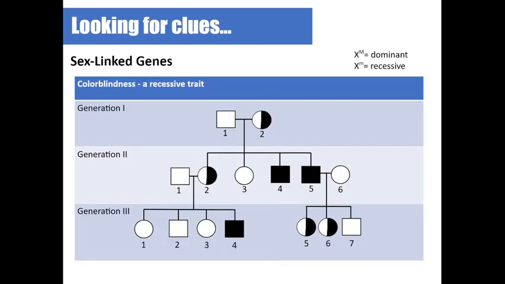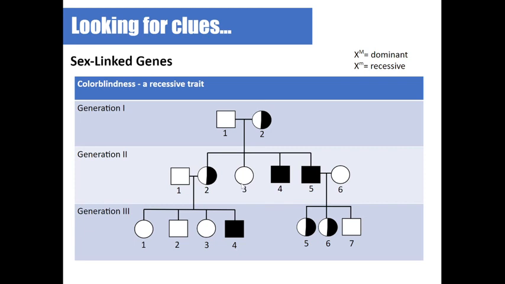So let's talk about color blindness. Color blindness is a recessive trait, but it is sex-linked. So we see generation 1, dad is not colorblind, but it looks like mom is a carrier of color blindness. So let's look at their children.